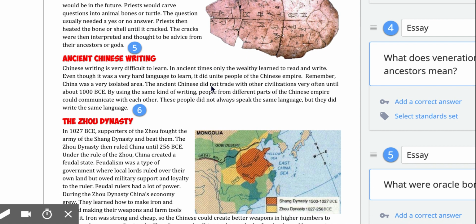Ancient Chinese writing. Chinese writing is very difficult to learn. In ancient times, only the wealthy learned to read and write. Even though it was a very hard language to learn, it did unite the people of the Chinese Empire.